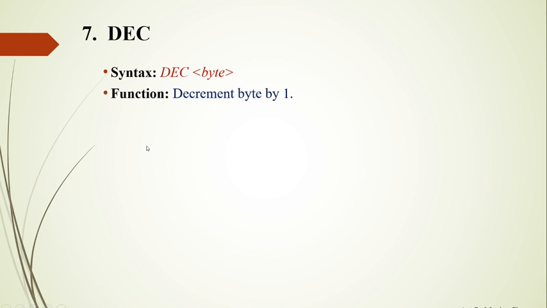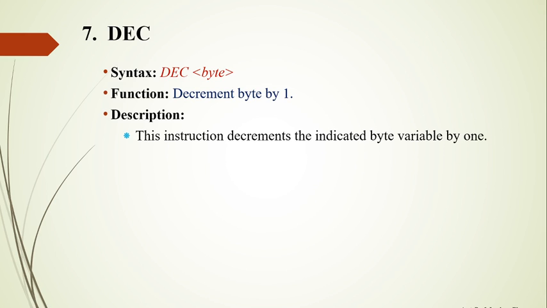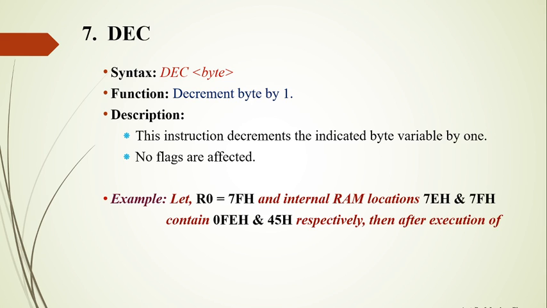DEC, that is decrement. Syntax for the decrement instruction is DEC source byte. So it decrements a byte variable by one. This instruction decrements the indicated source byte variable by 1. No flags are affected during the execution of this instruction. Let's see the example. Again here R0.